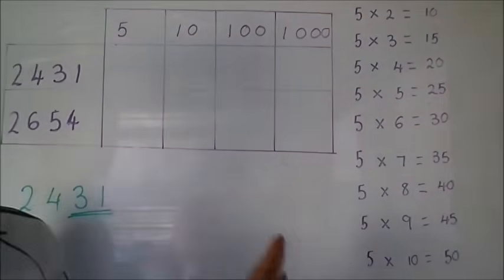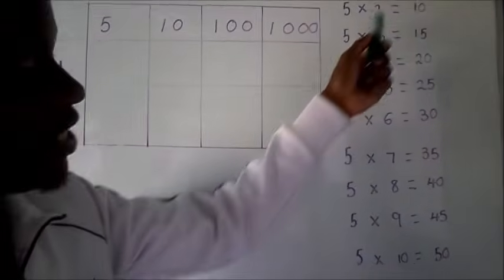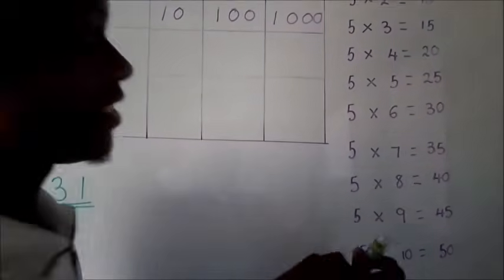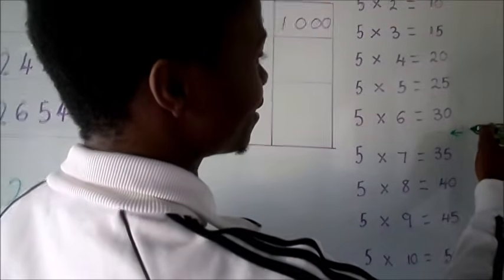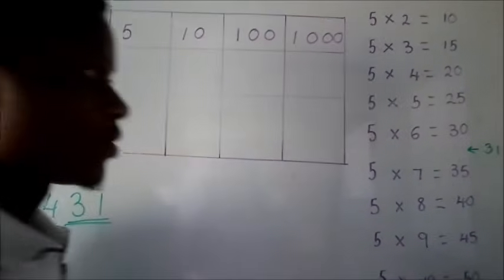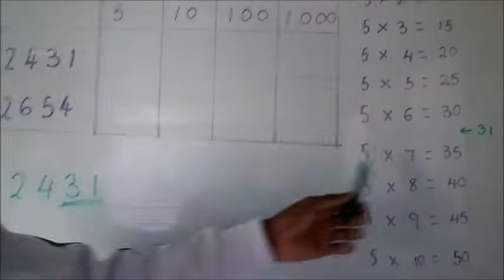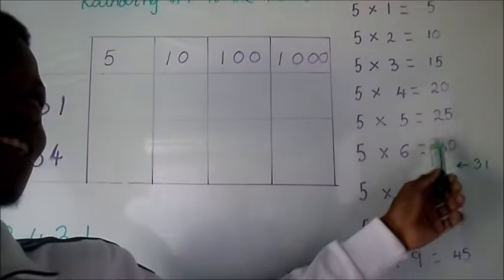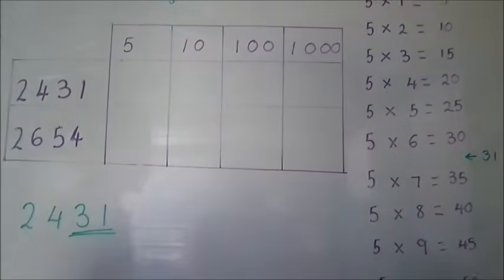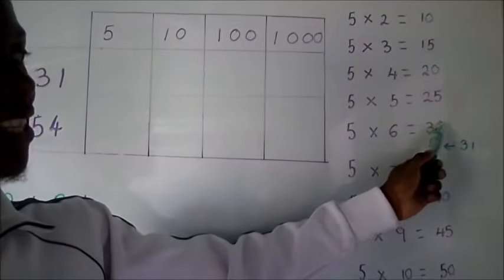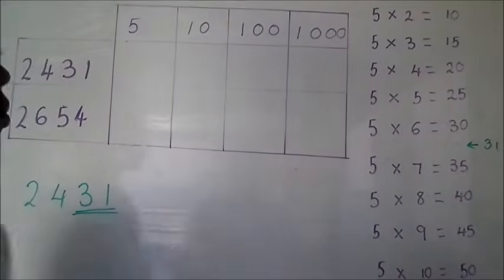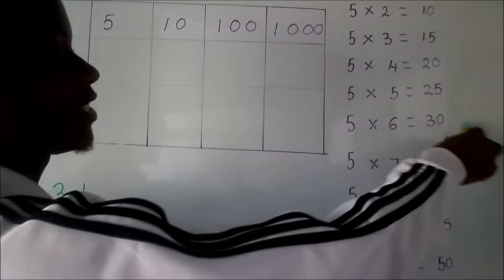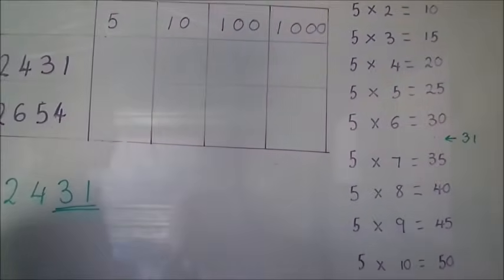Let us go to the 5 times table. Where can we find 31? Probably it's supposed to be here. That's 31. This is our 31. So we need to know, is 31 nearer to 35 or nearer to 30? Counting from 30 up to 31, let us try. That's 30, 31. So we just take one place from 30 to 31. It only takes us one step.